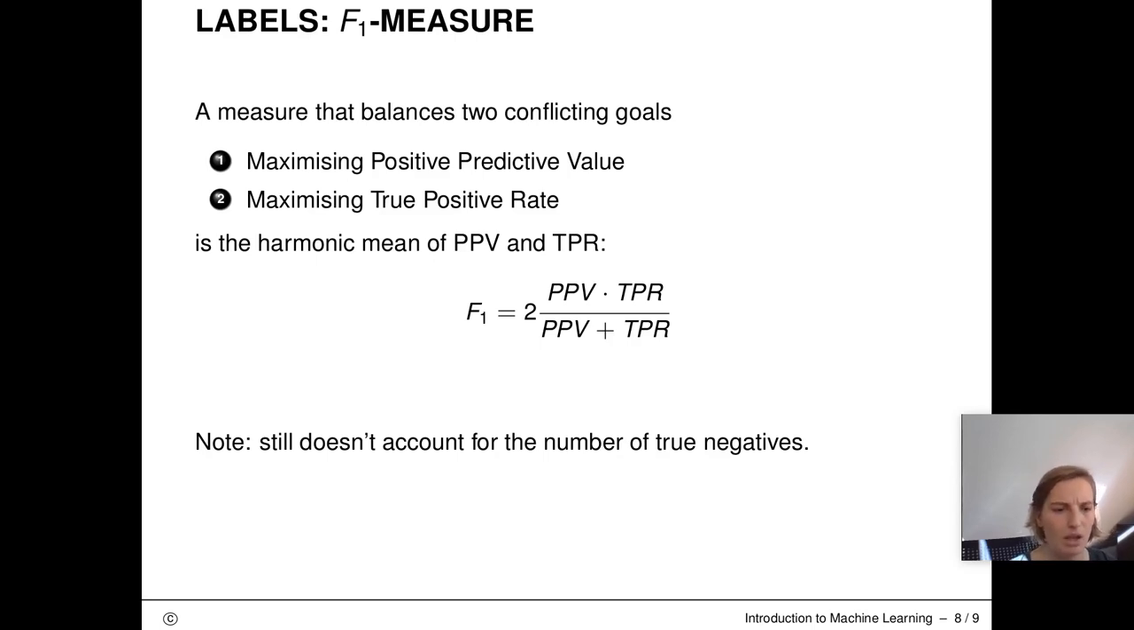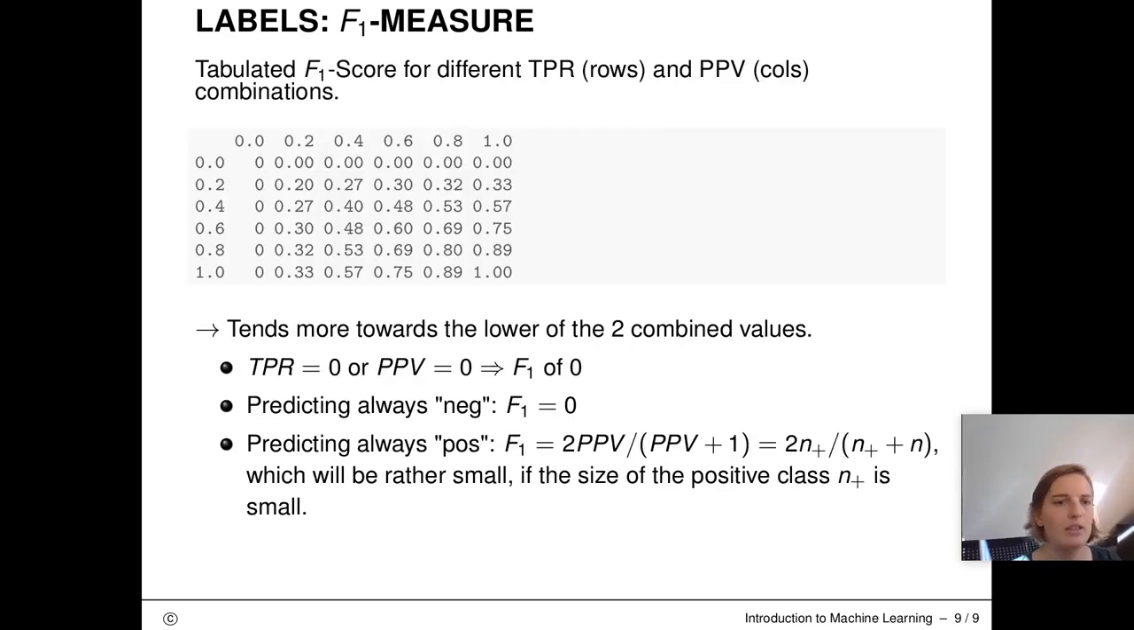Note that we are trying to balance out here PPV and TPR, but this measure doesn't really take into account the number of true negatives. Here you see a table of different combinations of TPR and PPV. And what you can see from this is that the harmonic mean tends more strongly than the normal average or the geometric mean towards the smaller of the two elements.